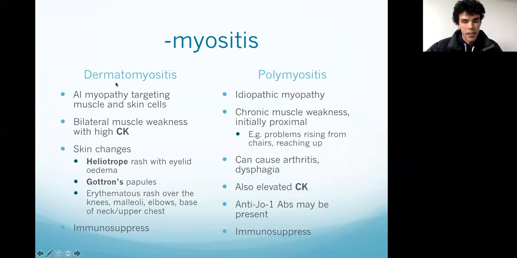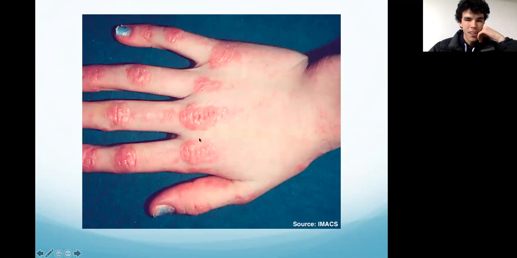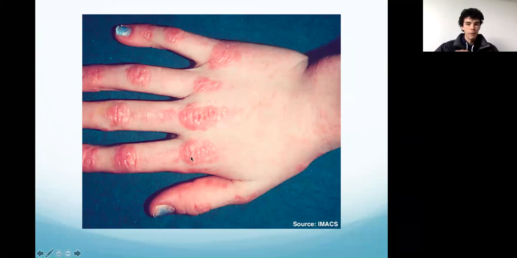And the myositides, I'm not even going to bother with these because they're not, you should just know heliotrope and Gottron's means dermatomyositis, and maybe anti-Jo1 for polymyositis. But this is very much bottom of the barrel stuff. So these are Gottron's papules, just in case you get a picture of them. It's basically these red, thick, gross looking things that you get kind of on the finger joints.